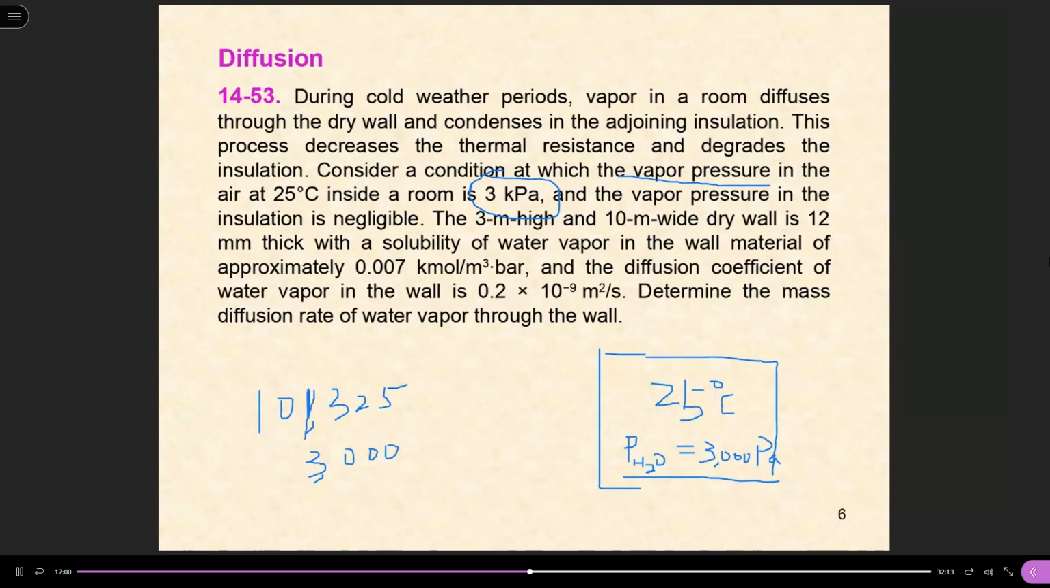But anyway, the question asks you a different question. A 3 meter high, 10 meter wide dry wall. Let me draw it. The solubility of water in the wall, this is the solubility. Remember the Greek letter, I show you how to write it, S. Solubility equals this much. The diffusion coefficient in the wall is also given. Determine the mass diffusion rate of water vapor through the wall.